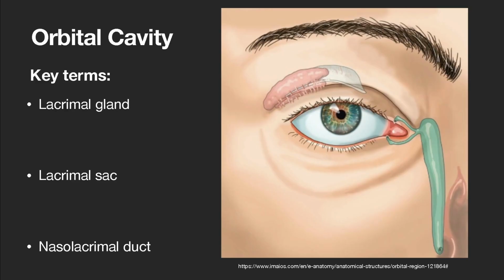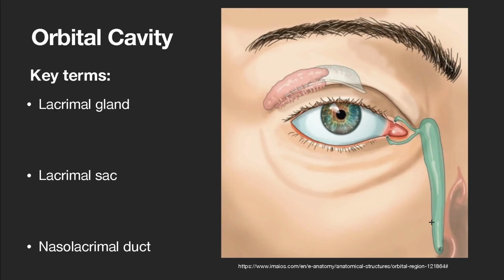So the first thing I want to talk about is the orbital cavity, which is your eye socket. And the orbital cavity is basically everything around your eye that isn't the eye itself. So that's your lacrimal gland, your lacrimal sac over here, and then down further your nasolacrimal duct.